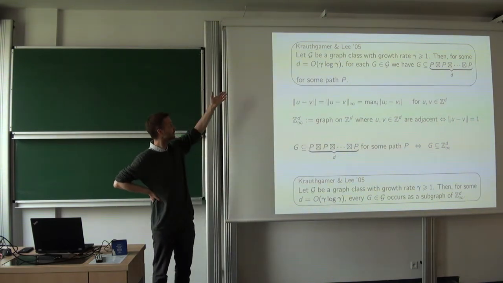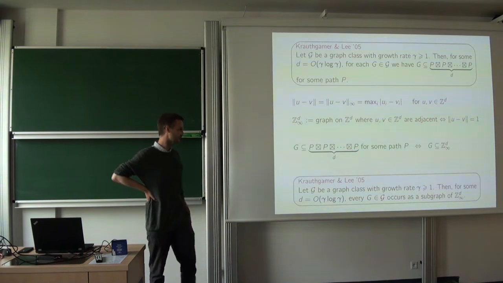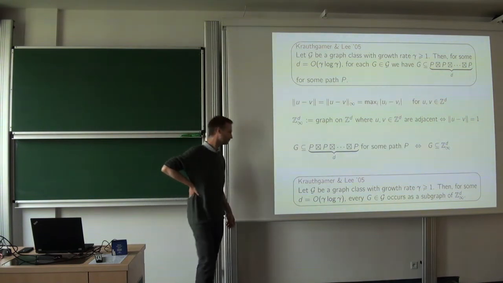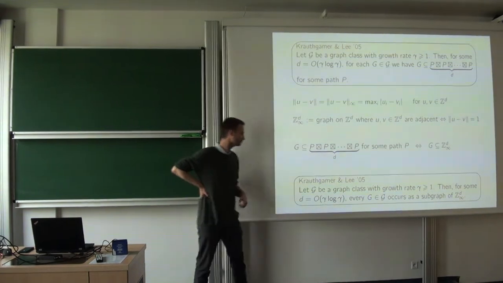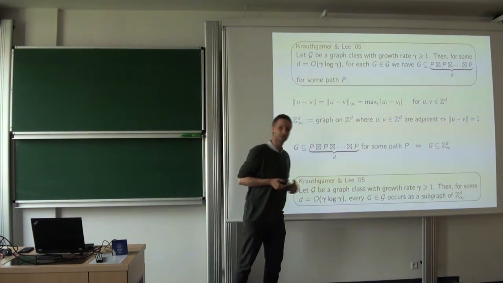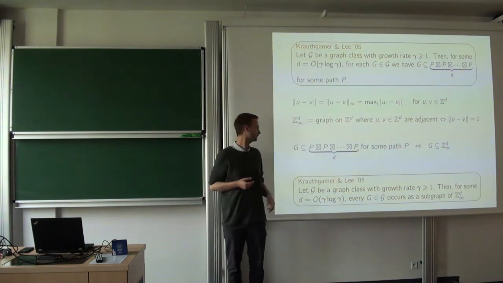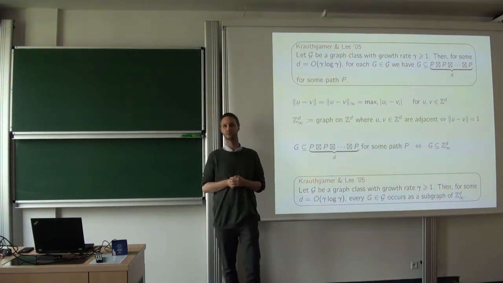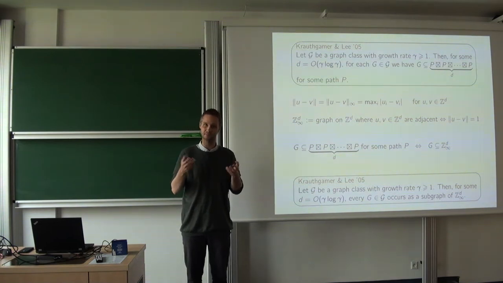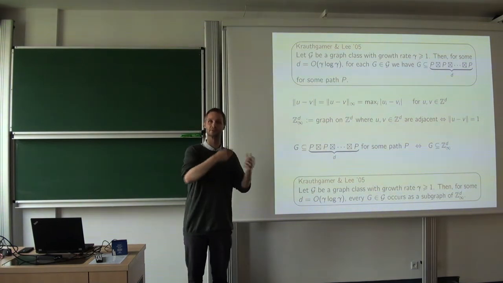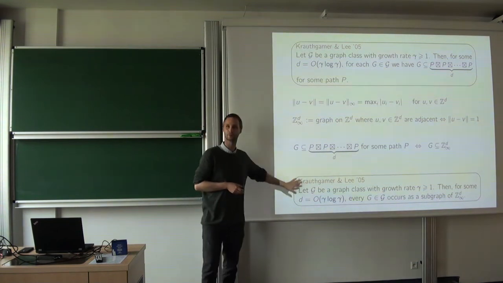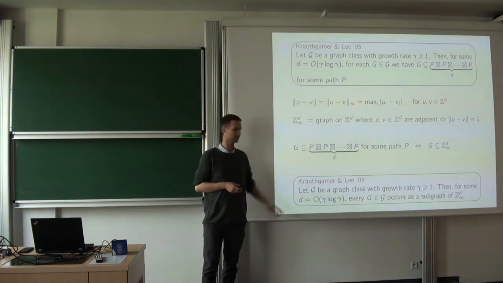Okay, so let's rephrase the theorem of Krauthgamer and Lee. It says that if you have a graph class with growth rate gamma, then for some dimension d, which is a bit bigger than gamma, you can find any graph G in your class as a subgraph of this graph Z^d. What do I mean by you can find it as a subgraph? I mean that it's isomorphic to a subgraph of it. Right? Is the statement clear, everyone? Yeah? It's a very nice theorem.